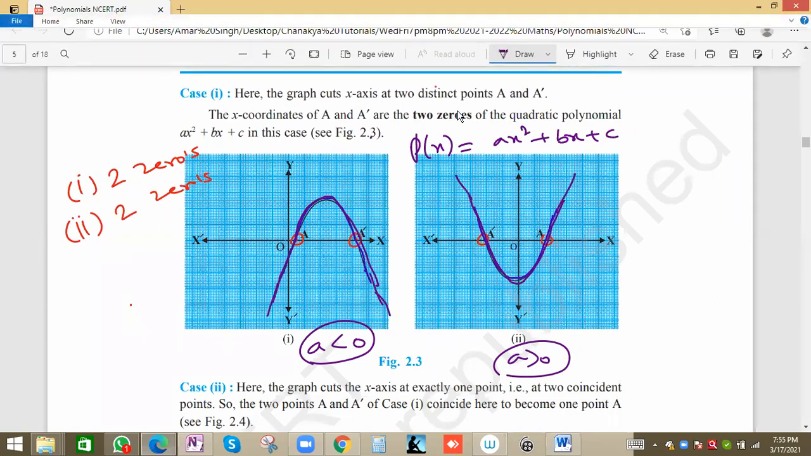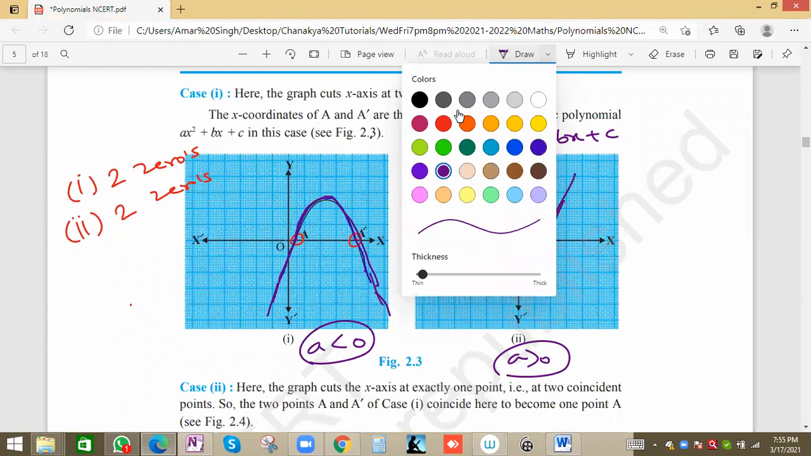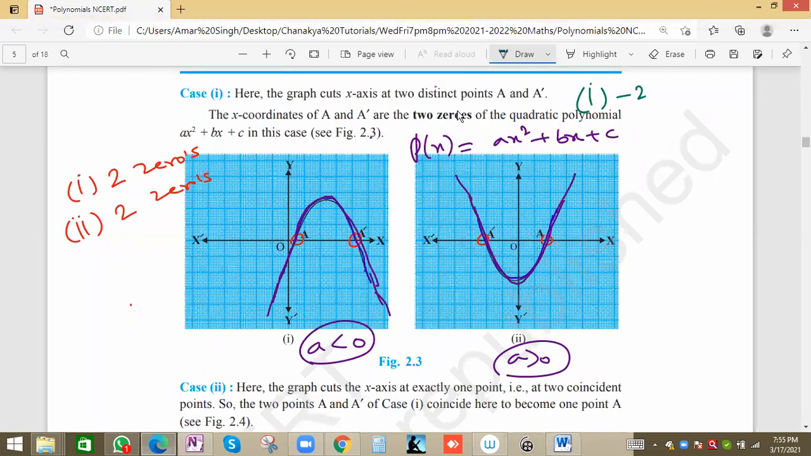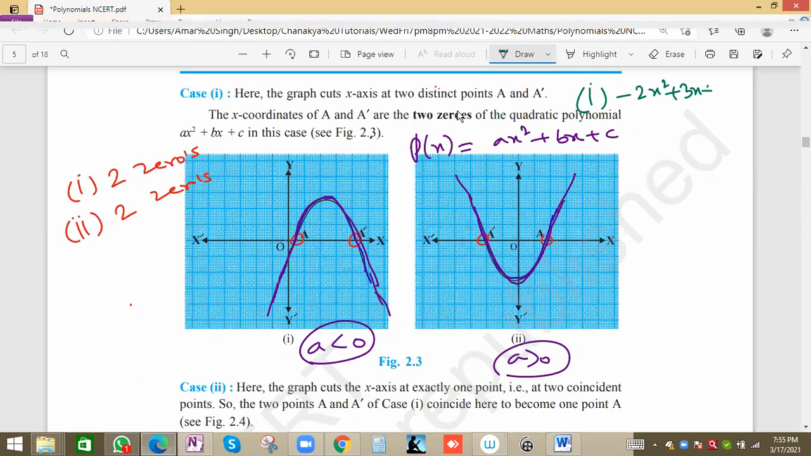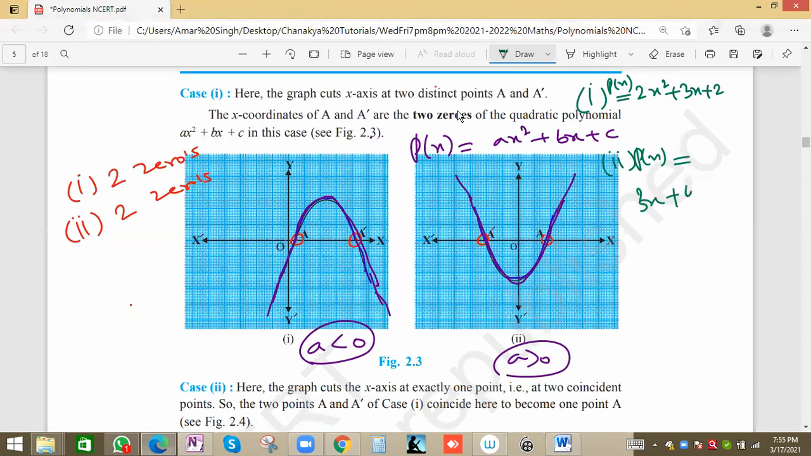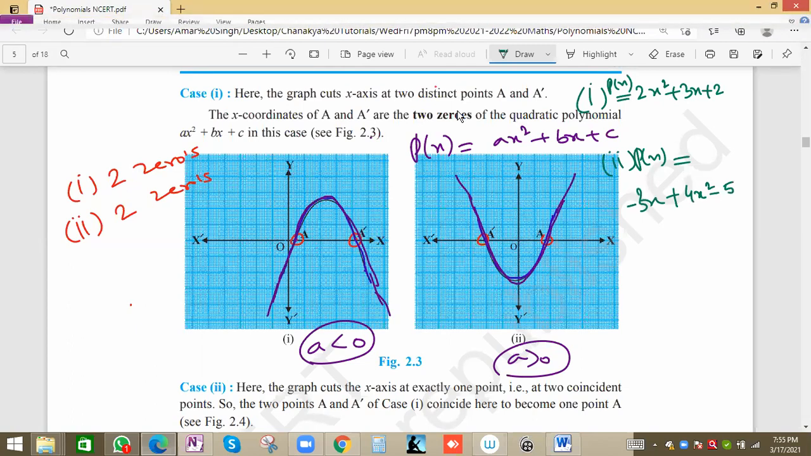Suppose, let me take two cases. Suppose we have one graph, p(x) equals minus 2x square plus 3x plus 2. And the second one, p(x) equals minus 3x plus 4x square minus 5. For the first and second, I have written in green. First, p(x) equals 2x square plus 3x plus 2. Second, p(x) equals minus 3x plus 4x square minus 5.